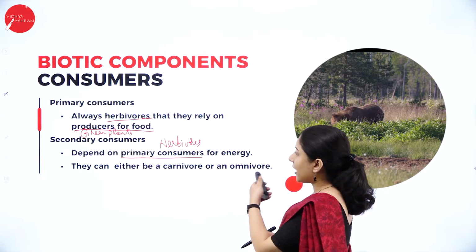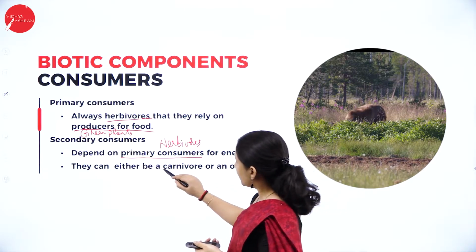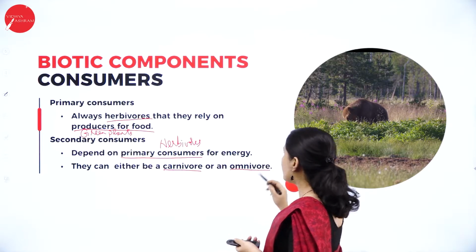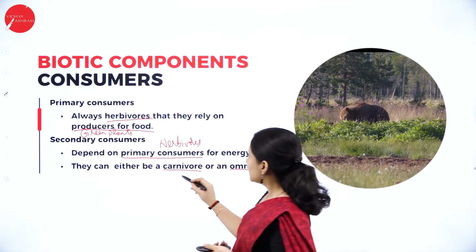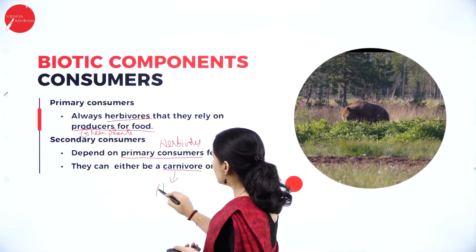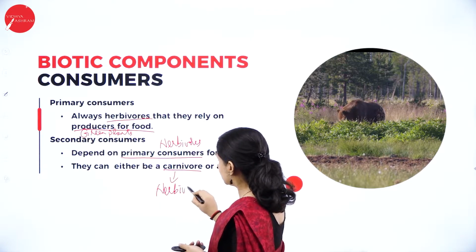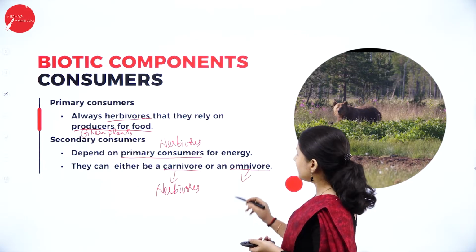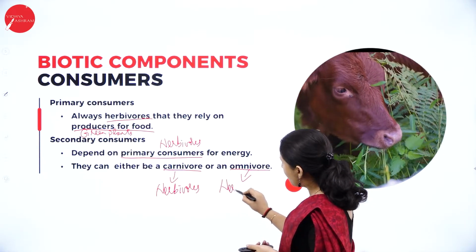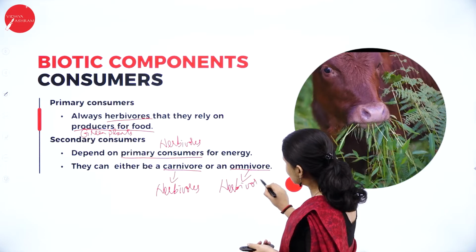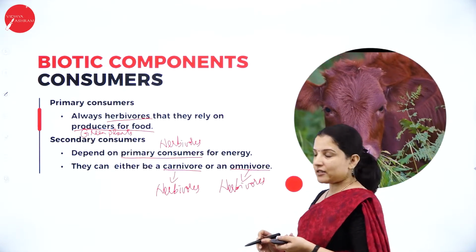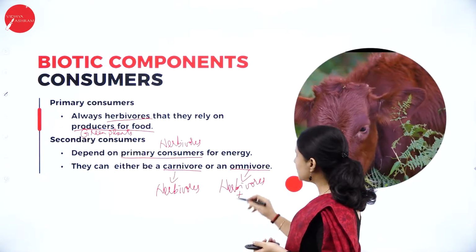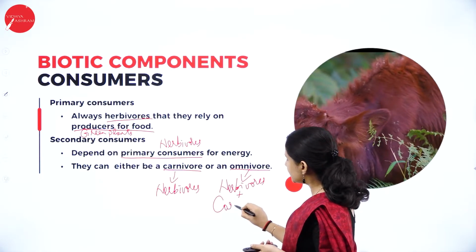Here, the secondary consumer can be either carnivorous or omnivorous. Carnivorous means those which feed on the herbivorous animals, that is the plant-eating animals. Omnivorous animals means those which feed on both the herbivorous animals, the plant-eating animals, as well as the carnivorous animals.